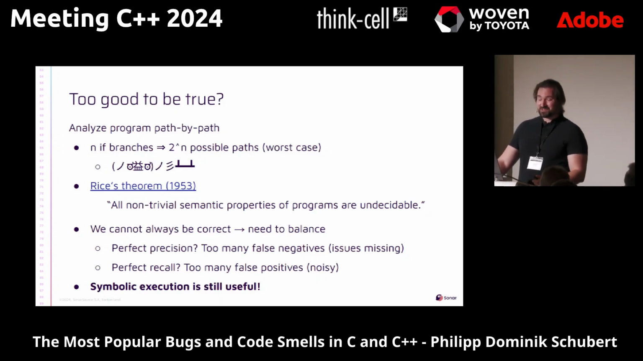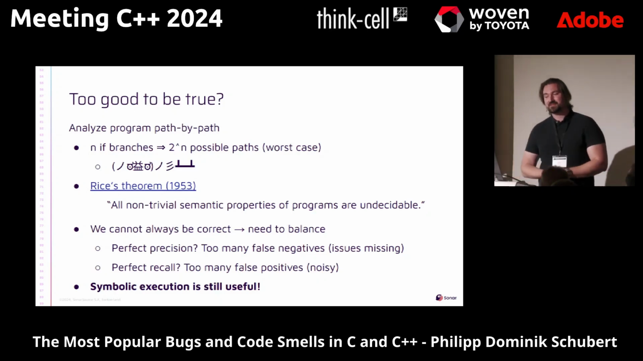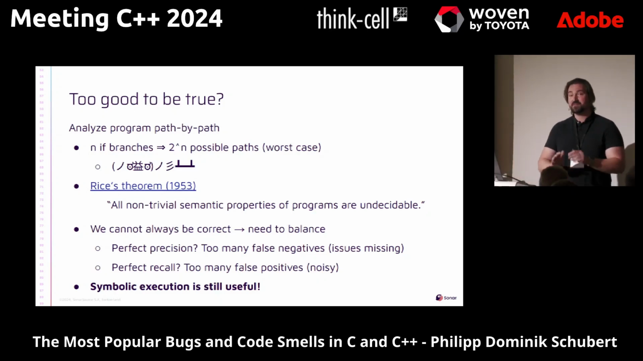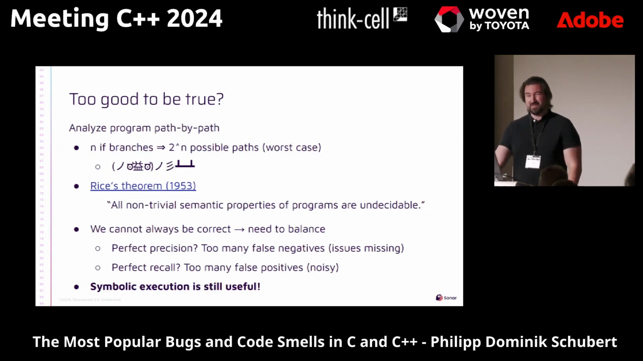On the other hand, perfect recall, what would that mean? That would mean if we are not sure, we better not report, right? Because we don't want to annoy users. But then we have too many false positives. What I just explained it the other way around. Yes. Sorry, I did. But you are smart. You just thought it through. So we don't want to have important issues missing, and we also don't want to be too noisy. So it's always some kind of trade-off, right, that we need to fulfill.